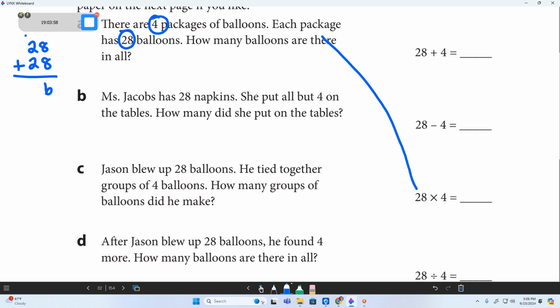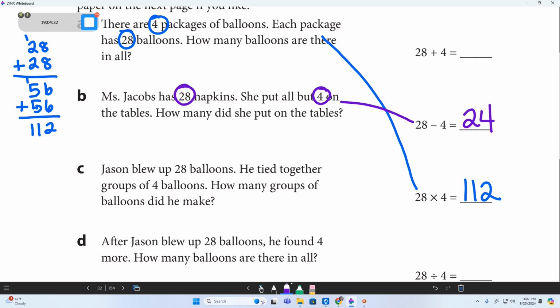I'm going to add just 2 of them. But if I want to do 4 of them, I would need to do that again. For a final answer of 112. All right, letter B. Ms. Jacobs has 28 napkins. She put all but 4 on the table. So she had 28, but she didn't put 4 on. So that means she only put 24 on. 28 minus 4 is 24. Okay, next one.